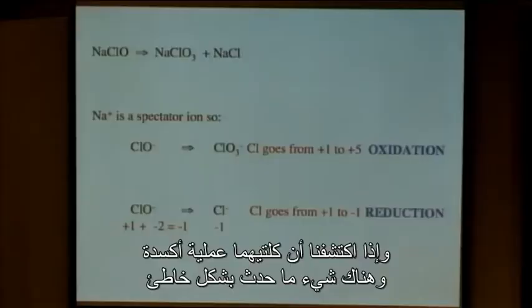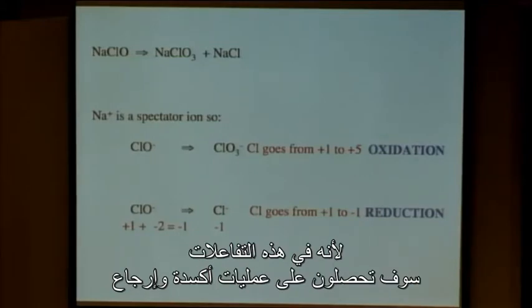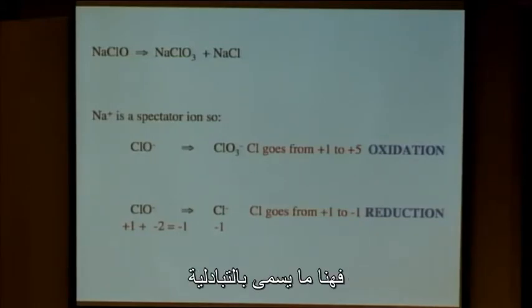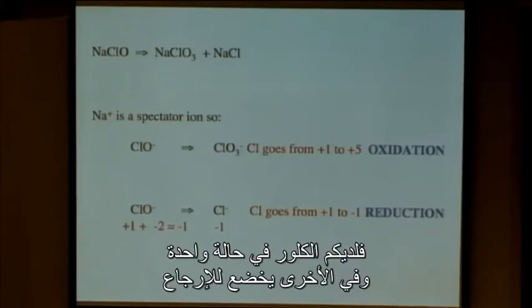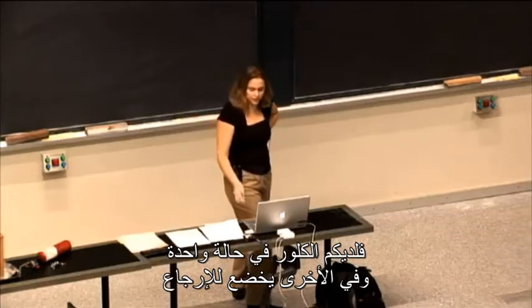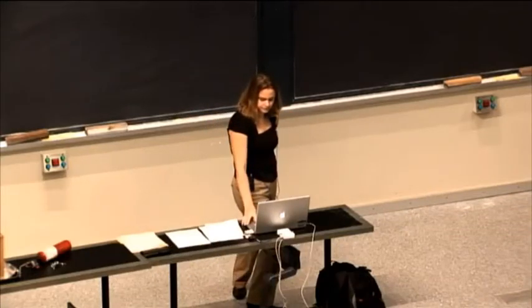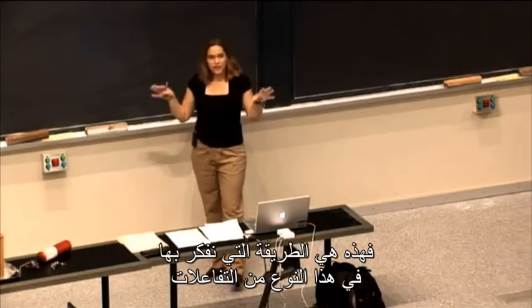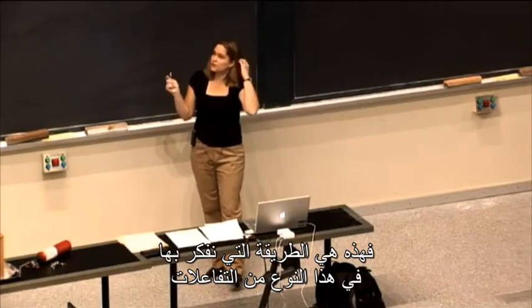And if we had figured out that they're both oxidations, something we would have done incorrectly, because in these reactions you're going to have oxidations and reductions. So here, this is disproportionation. You have chloride in one state undergoing an oxidation, and in another it's undergoing a reduction. Okay, so that's how you sort of think about what's happening in these types of reactions.